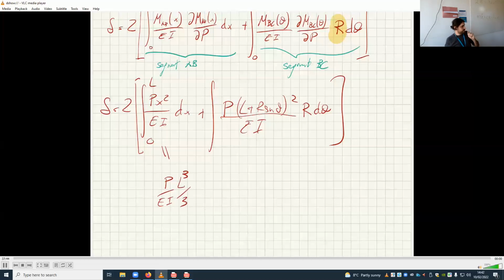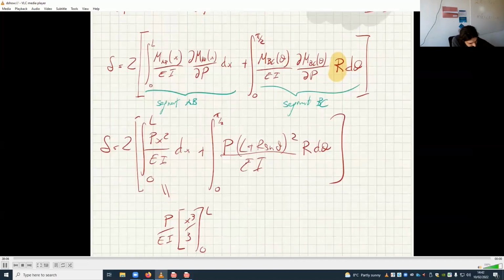Can you see it? Because you have the integral of x squared there. Also, if you want to do it step by step, this should be x cubed divided by 3 evaluated between 0 and L. Probably better if we add one more step. And this thing goes from 0 to pi divided by 2.